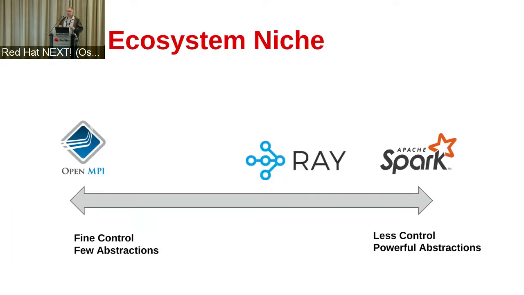Ray is aiming to be in between these two things. It wants to give you slightly more flexibility in terms of the kinds of compute layouts that you actually create, but still has fairly powerful abstractions. It's certainly substantially closer to the Spark end of this spectrum than it actually is something like OpenMPI.